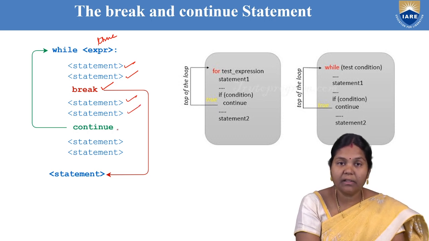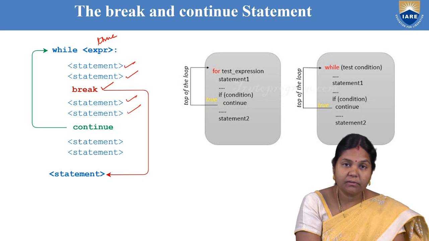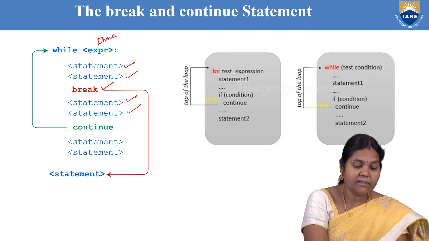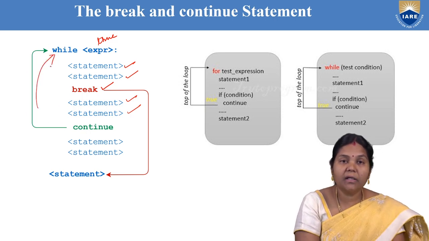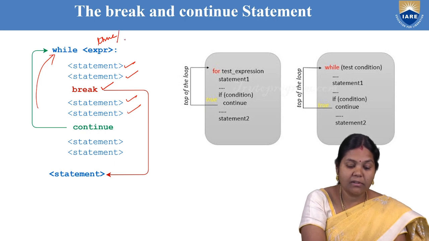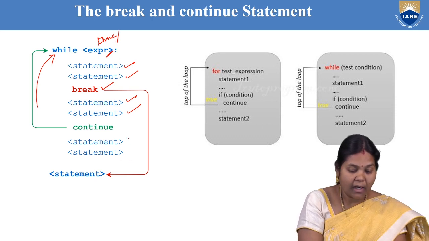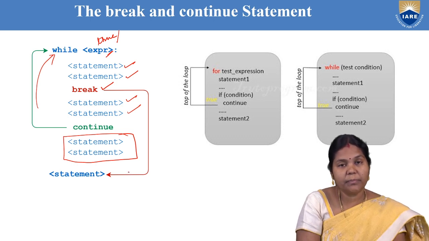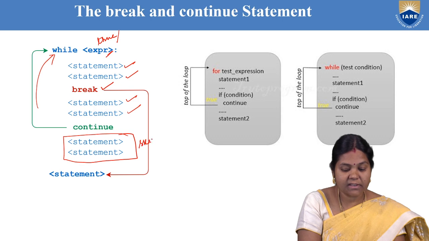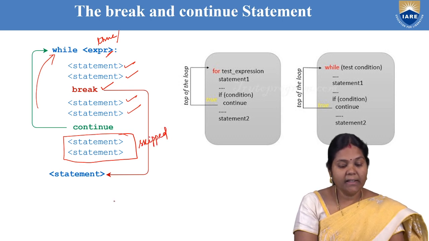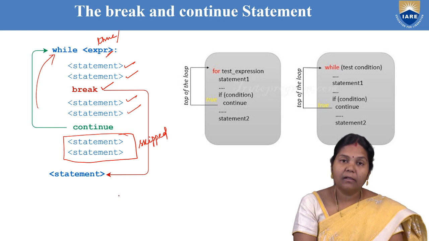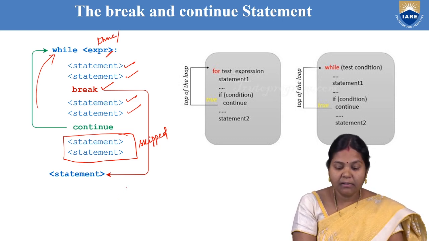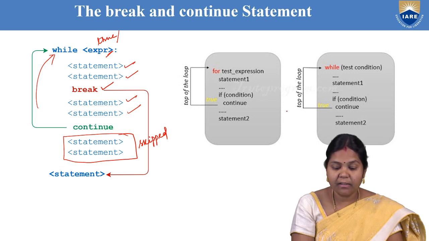Whenever a continue statement is encountered, it skips the remaining part of the loop iteration. It jumps back to the beginning of the while loop and re-evaluates the test expression. Again, if it is true, then it continues. That means after continue, these two statements are there. If a continue statement occurs, then it goes to the beginning of the loop and these statements are skipped. Again, it re-evaluates the condition and continues the loop.